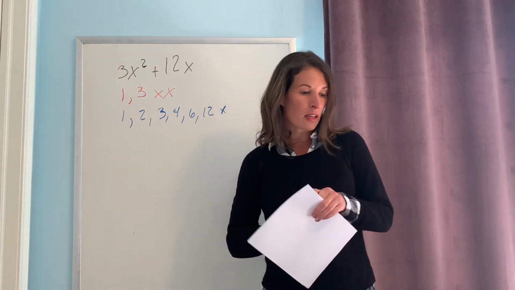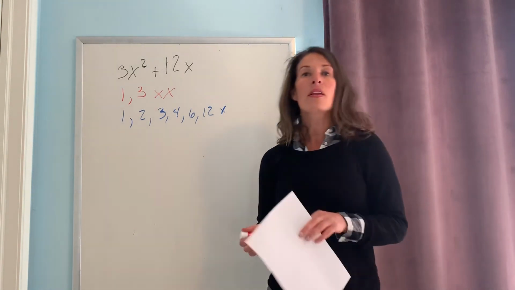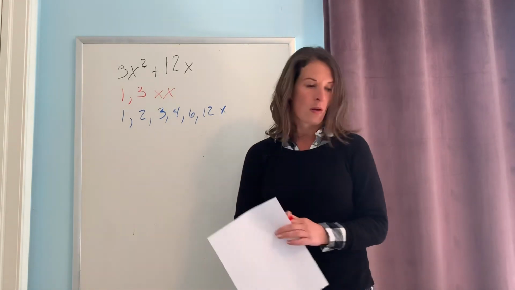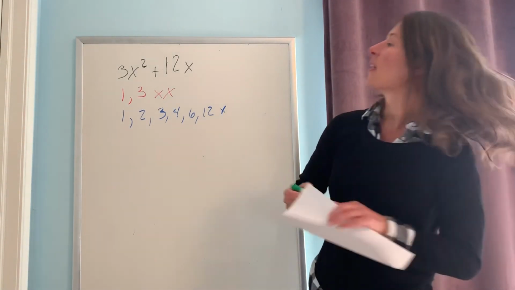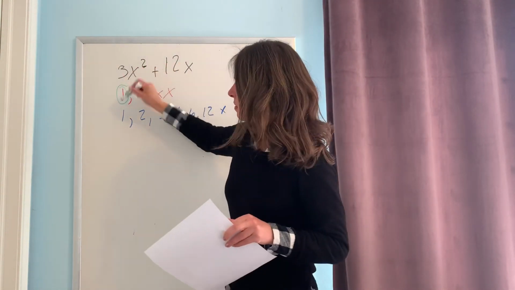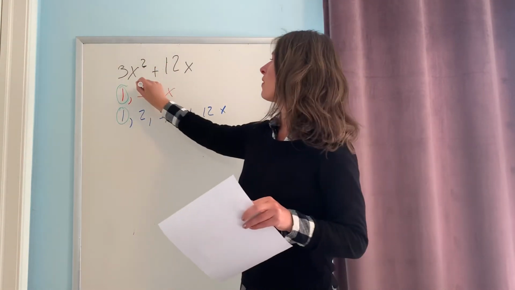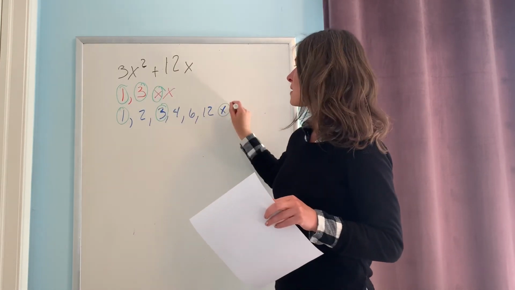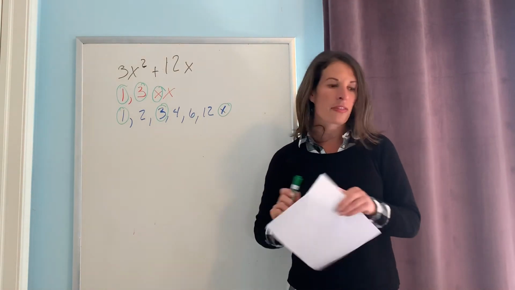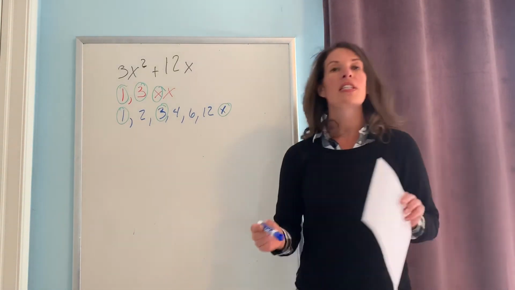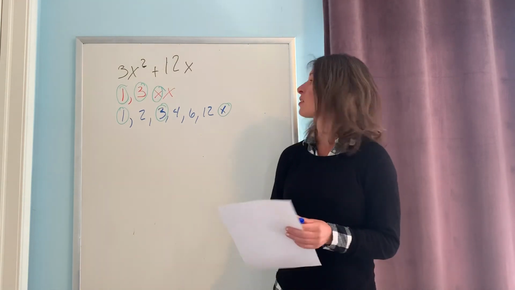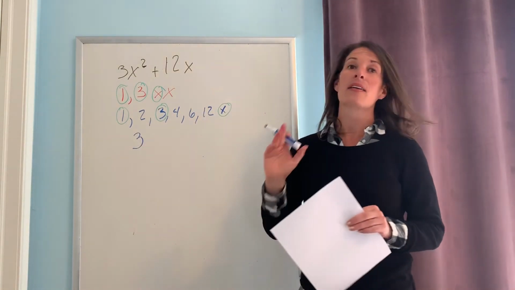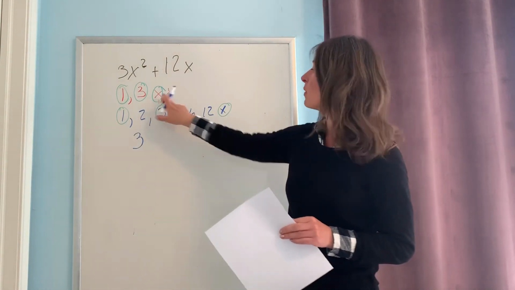Then the third thing we have to do is circle the common factors, the things that they have in common. So we will see that they have 1s, no 2, they do have 3s in common, and then they each have an x. Then the next thing we have to do is take the largest number that we circled, which is 3, and the number of variables that we've circled. We've circled 1x.